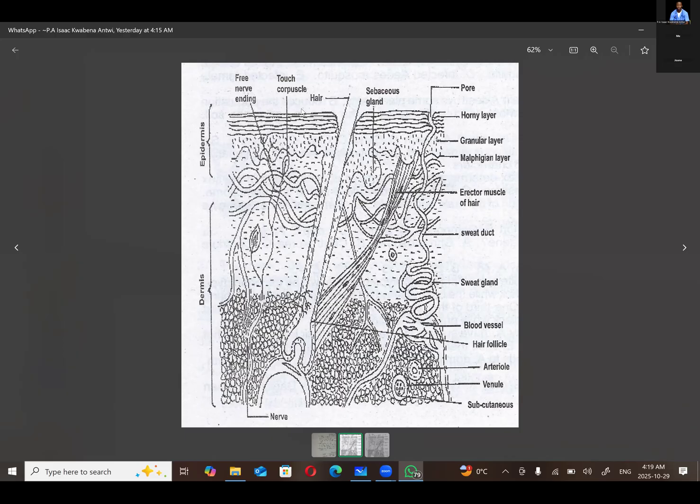So, the other thing I spoke about was the sweat gland. What's the function? It produces sweat. But I said more about that. Yes, it evaporates from the skin surface and it cools down the body.